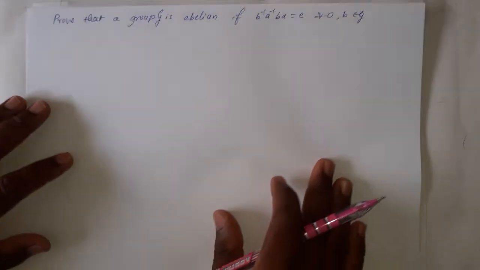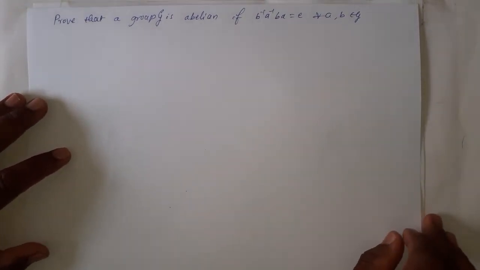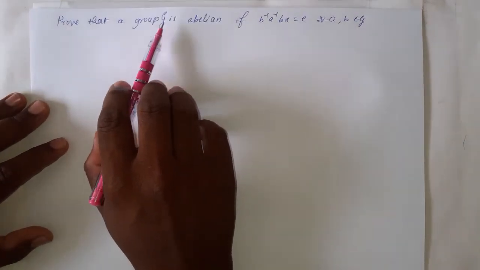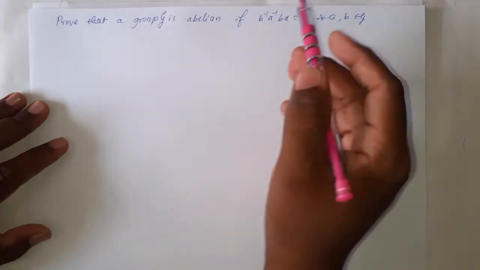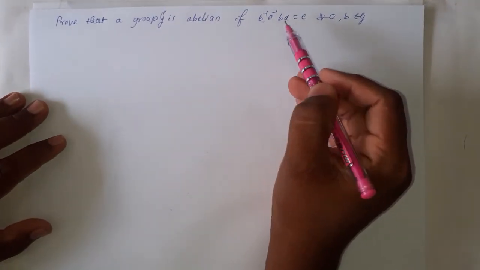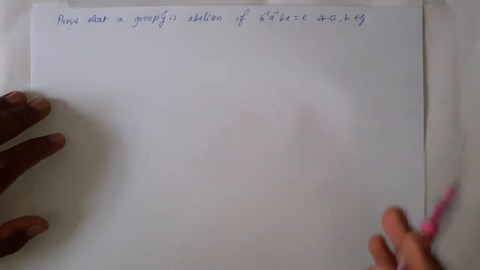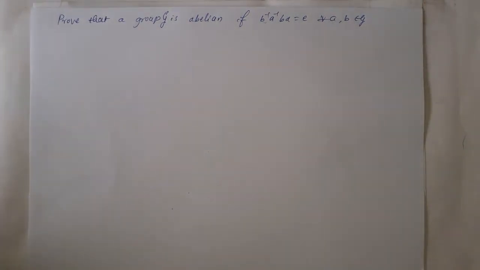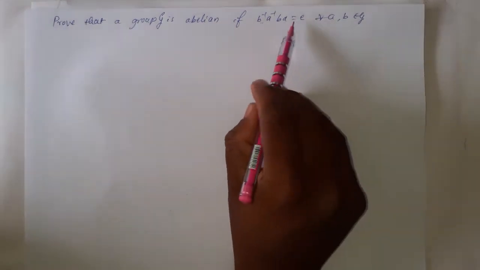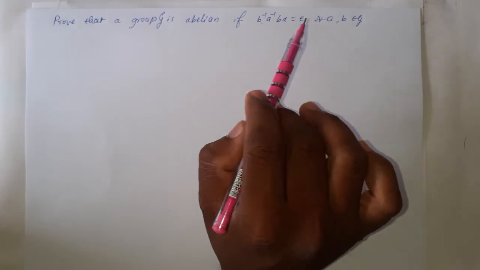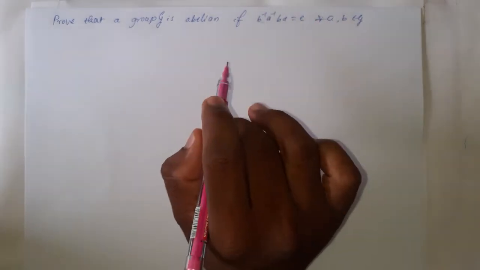So here this is the first theorem of this class. Now prove that a group G is abelian if B inverse into A inverse into B into A is equal to E, where E is the identity element of G for all A, B belongs to G. So here the given condition is B inverse into A inverse into B into A is equal to the identity element. So if this condition is true in a group G, then that G is abelian.